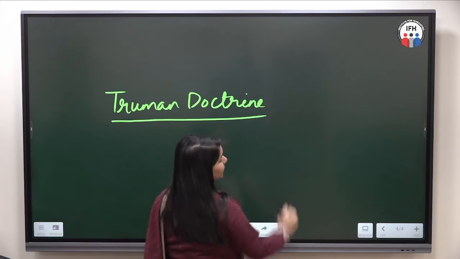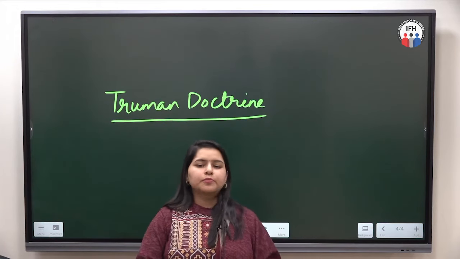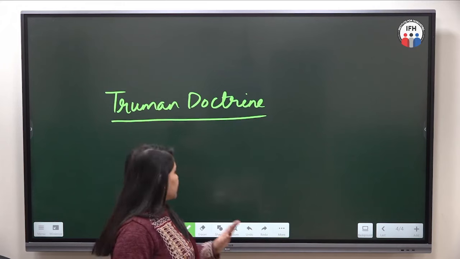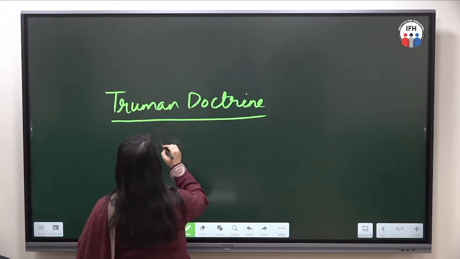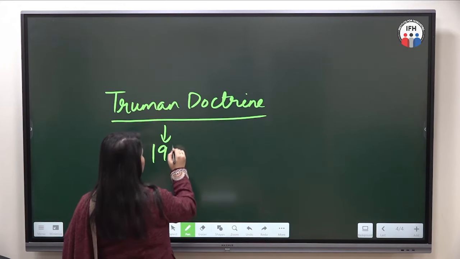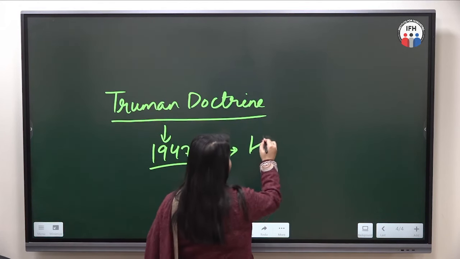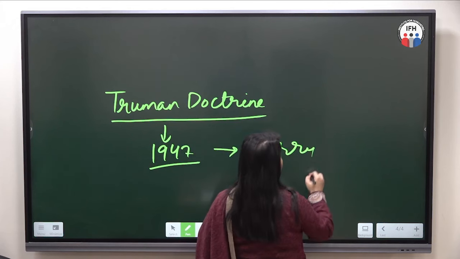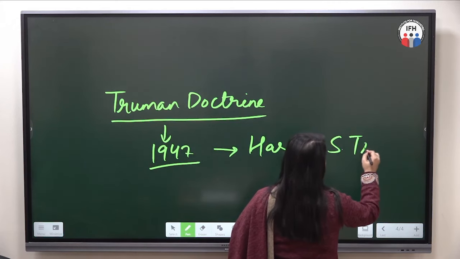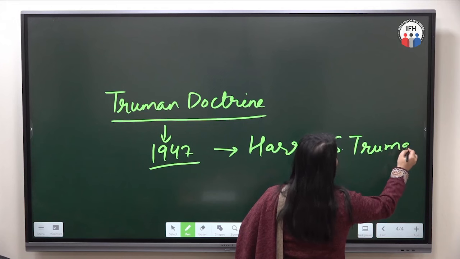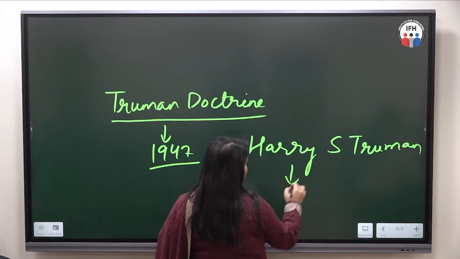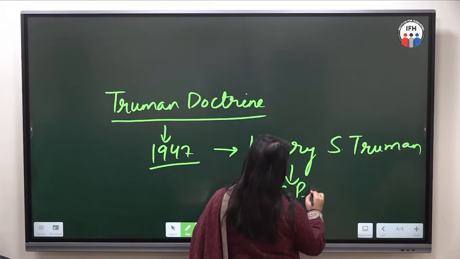Who was Truman? The US President, in 1947. His complete name is Harry S. Truman. So he was what? US President.